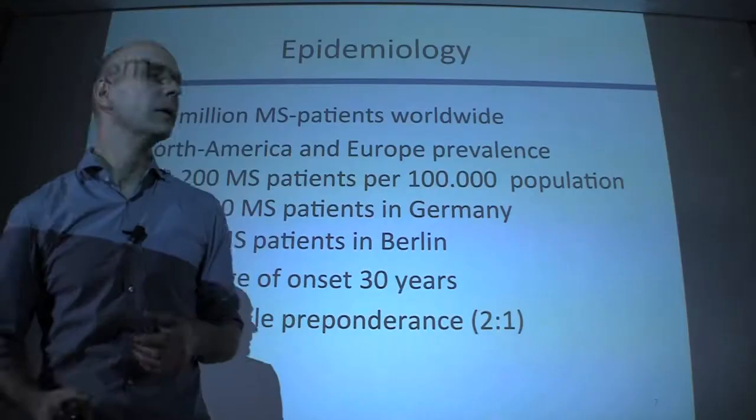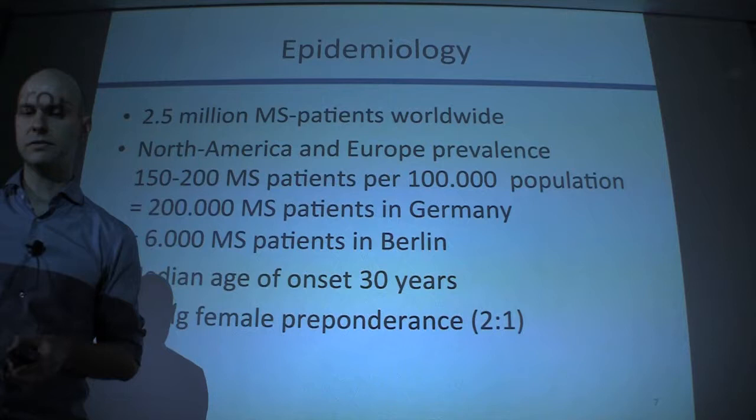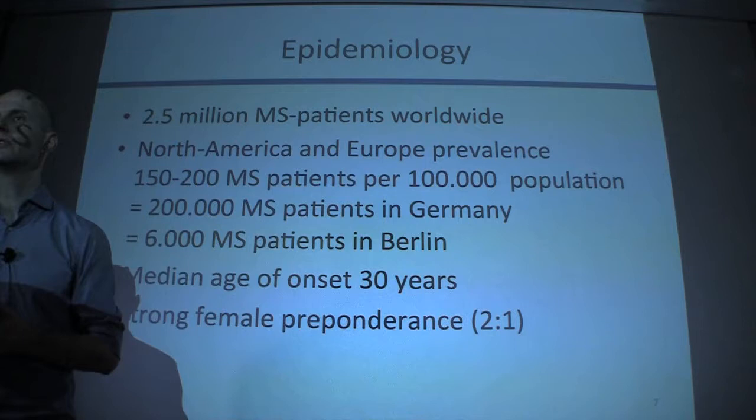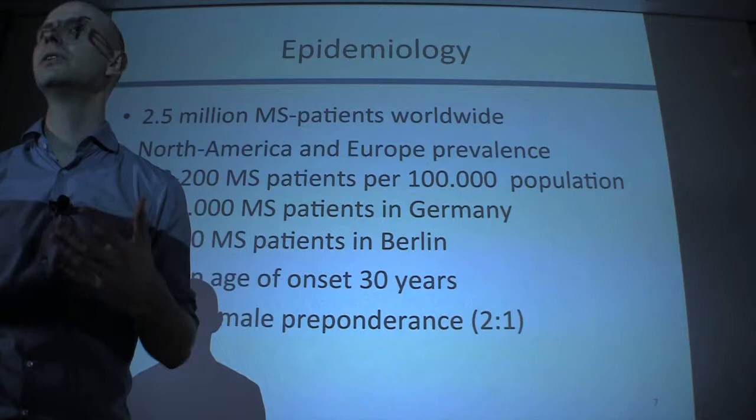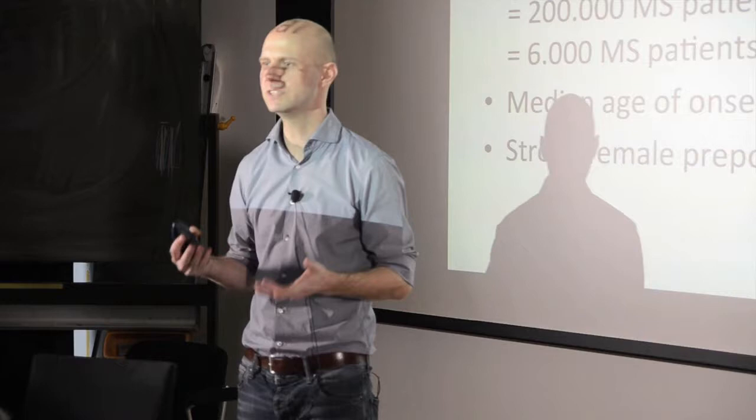Some epidemiologic facts help you understand that MS is indeed a very important disease. It affects around 2.5 million MS patients worldwide. To break this down into numbers that we can actually deal with, we have around 200,000 MS patients in Germany, and in Berlin alone, around 6,000 MS patients. So the chance is that you see one or two MS patients every day as you walk in the street.